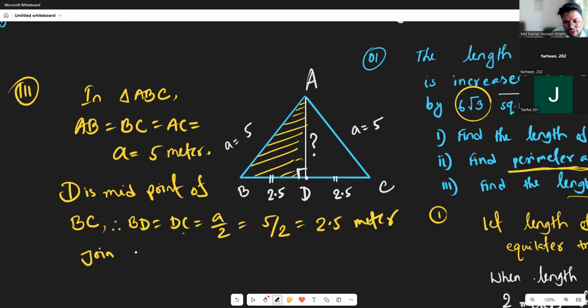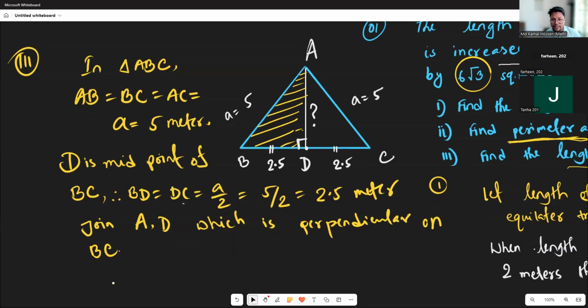Join A, comma D, which is perpendicular on BC. That means whenever you join any midpoint to the opposite vertex in an isosceles triangle or in an equilateral triangle, this median must be perpendicular. So join AD, which is perpendicular on BC. So the median is here. Median is AD.